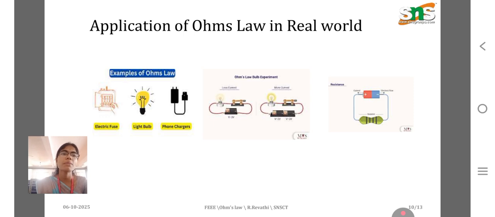In the Ohm's law bulb experiment, we connect the bulb terminals, phase and neutral, to the battery, with the phase to the battery and the neutral to the switch. When the switch is in the closed state, the supply passes through the conductor and reaches the bulb, and the bulb glows. The phase wire acts as the live path, and the neutral wire acts as the returning path. So in this application of Ohm's law, the bulb is glowing.